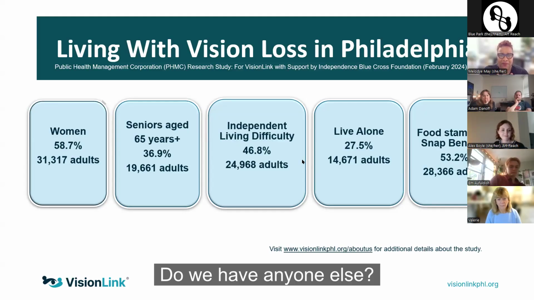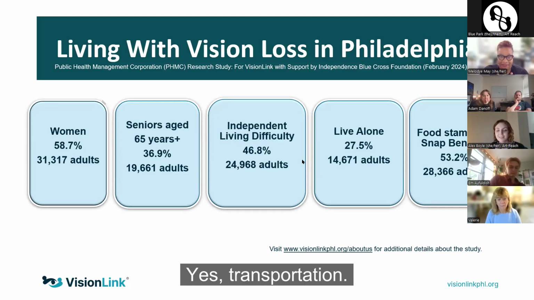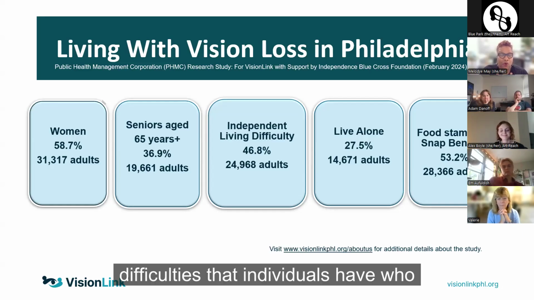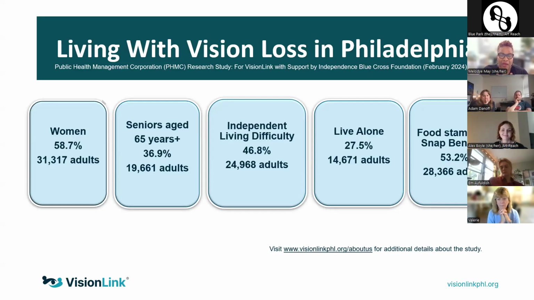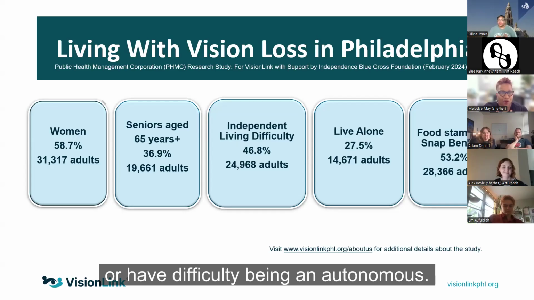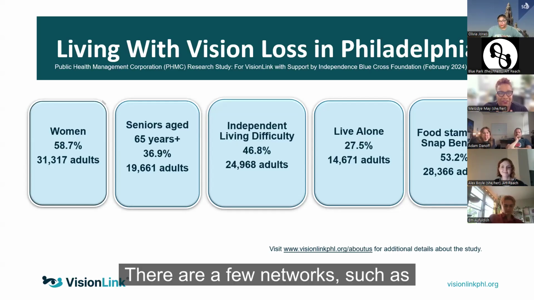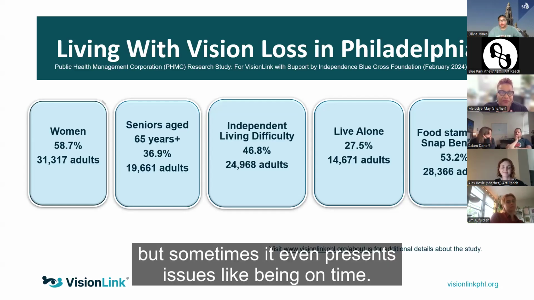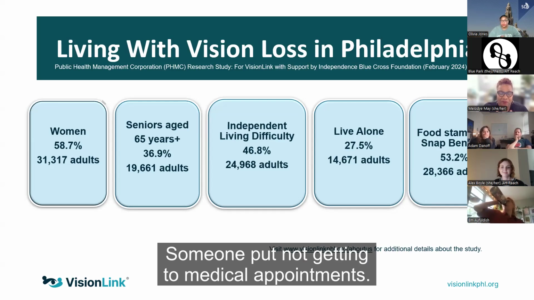Do we have anyone else? I'm going to look in the chat. Yes, transportation is absolutely one of the top difficulties that individuals have who live alone and don't have support systems or have difficulty being autonomous. There are a few networks such as paratransit here in Philadelphia, but sometimes it even presents issues like being on time. Someone put not getting to medical appointments.